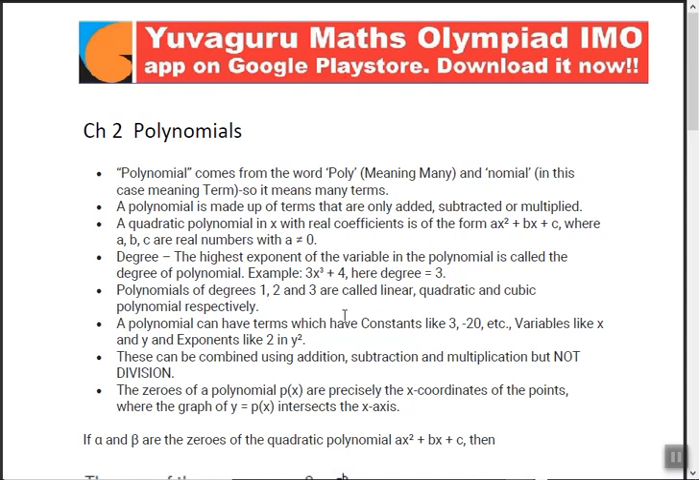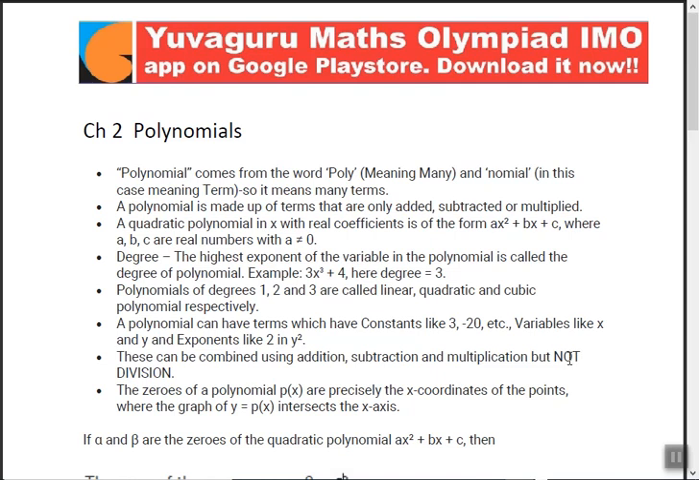Polynomial can have terms which have constants like 3, minus 20, variables like x and y. You know all these things because polynomials means coefficient, variable and constant. Coefficient is this which is just attached to the variable and constant is separate which does not have any variable. Okay, so they can be combined using adding, subtraction and multiplication but not division.